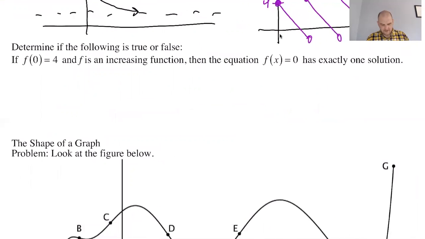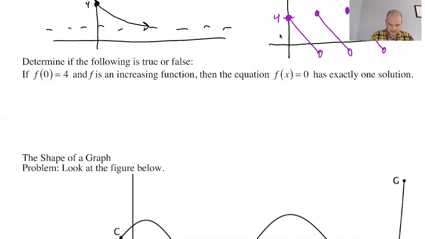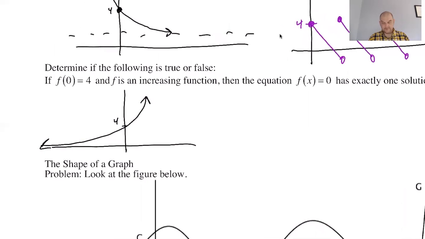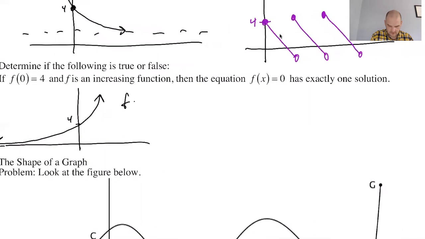All right, if f of 0 is 4 and f is an increasing function, then the equation has exactly one solution. So can I get another one that has like 0? Oh, I can. So we're going to go for 0 on this one. A standard exponential function will do that, right? So that has no solution, so that's a counterexample. So this is false, yes. False, because we could make it have no solutions, and that's all you really need, right?